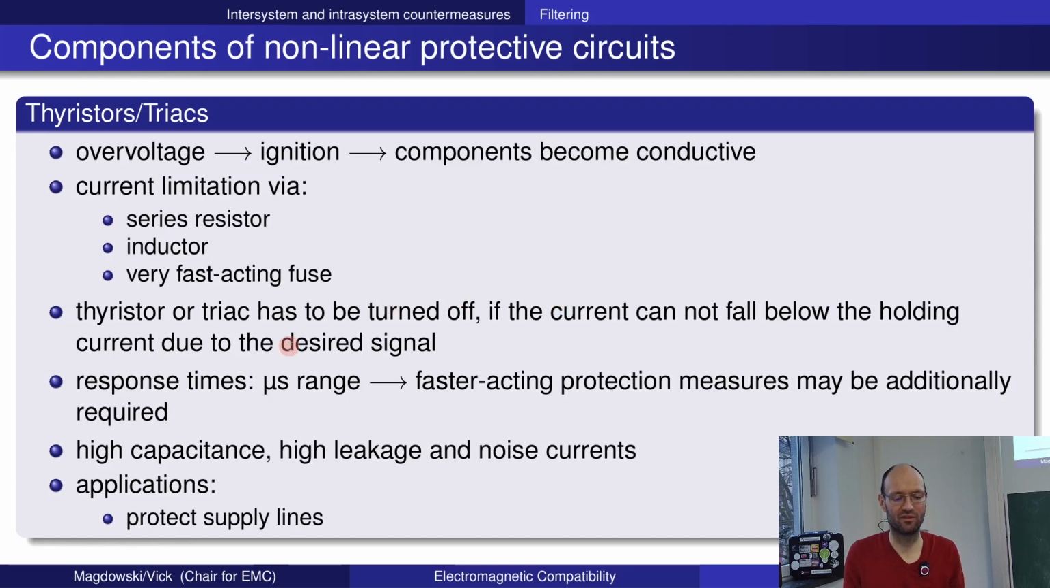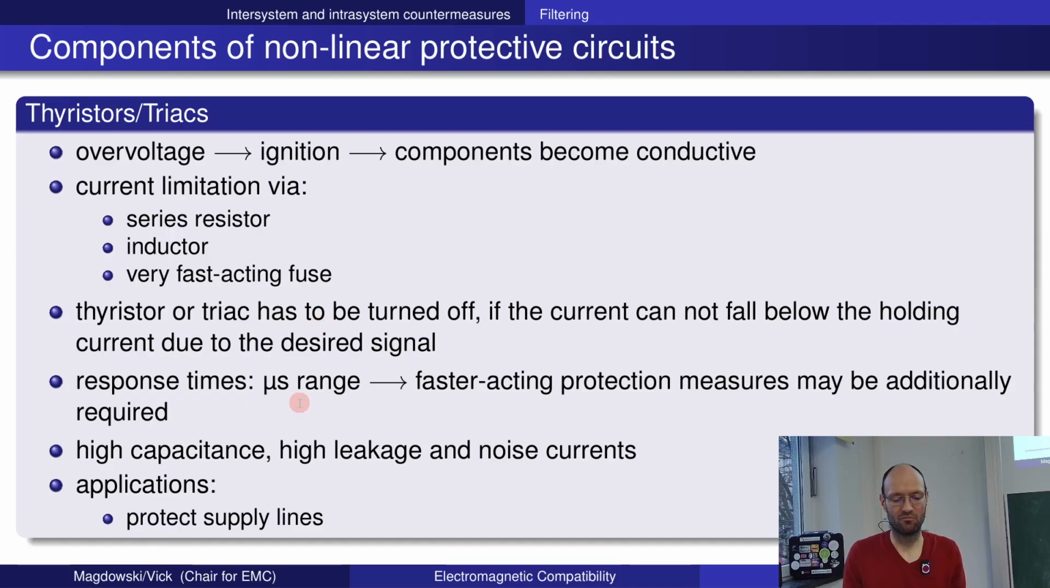So for example, if the desired signal has just a small disturbance, it will trigger this device, and then it will get conductive, it will protect the circuit, but it will not switch off anymore. This can be a problem.